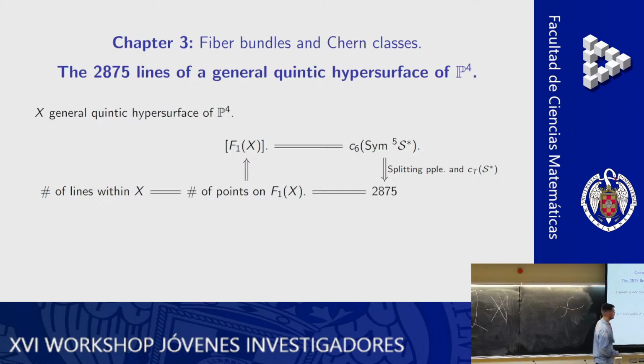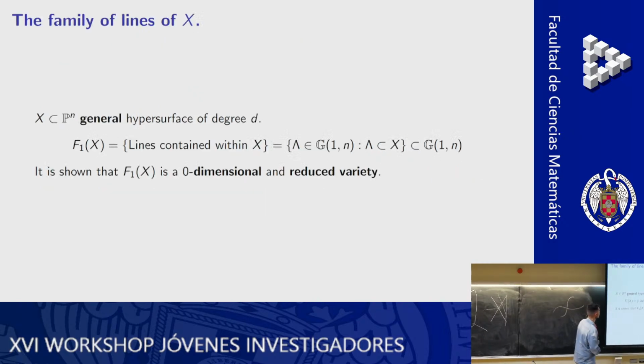Okay? So with the help of the splitting principle, we are going to get the 2875. So the first part is asking if the set of lines within a quintic hypersurface is going to be a finite set of lines. Yeah, in general, if you take a general hypersurface of degree d, the subvariety of lines within it is going to be a zero-dimensional unreduced subvariety of the Grassmannian.